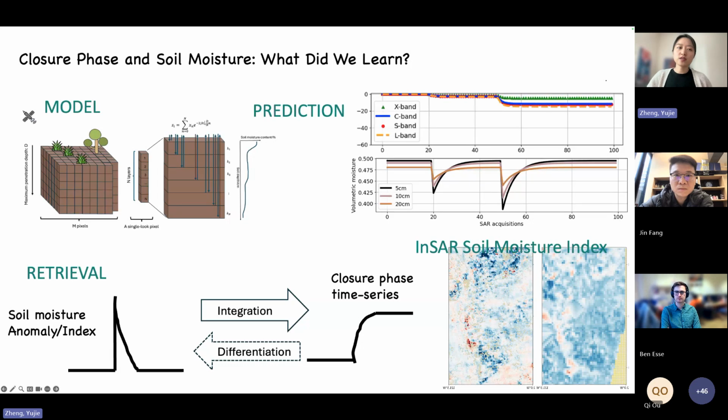One thing with closure phase that's similar to displacement retrieval is that we can only work with data that has good coherence, right? So I suspect it's going to depend a lot on the quality of the measurements, and obviously more experiments and validation need to be done to really get that threshold value.